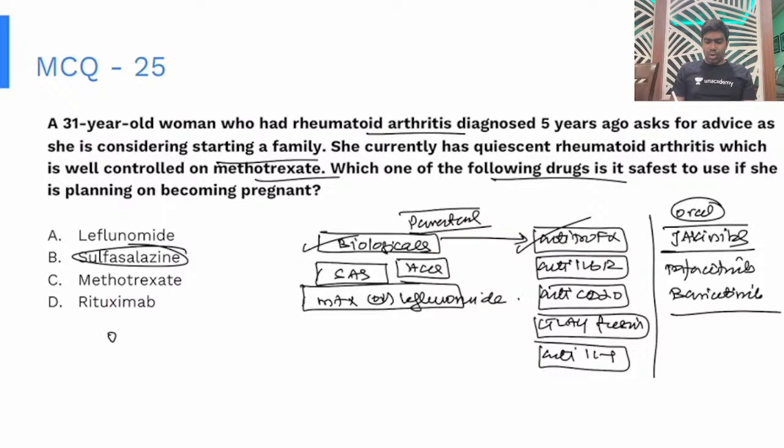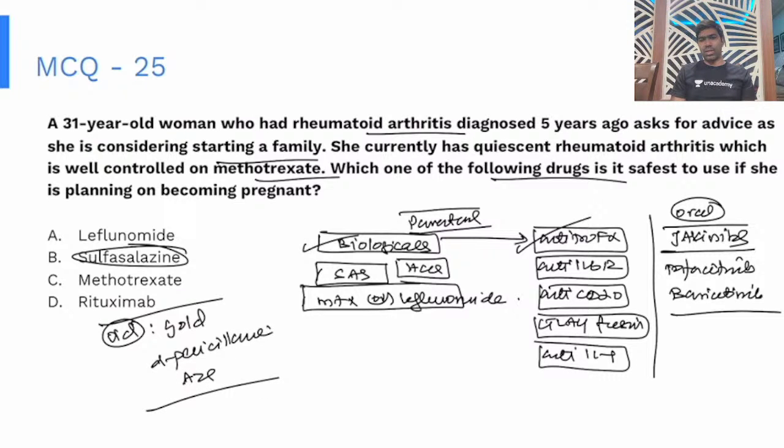And we have some older DMARDs. We don't use them nowadays. So like gold, D-penicillamine, and even azathioprine is considered to be a very important disease-modifying drug in patients with rheumatoid arthritis. But actually, azathioprine is a weak DMARD. It's not a very powerful and a very strong DMARD, by the way.